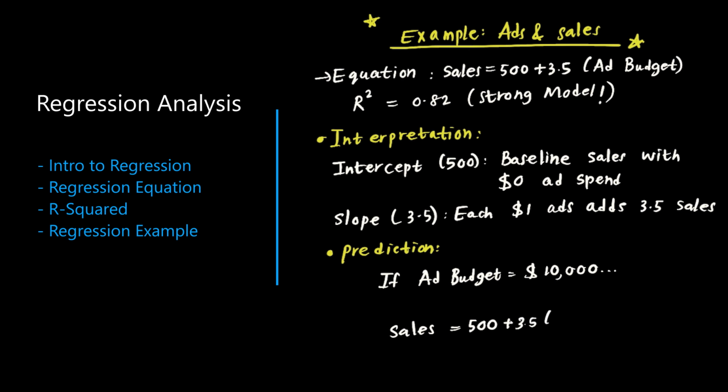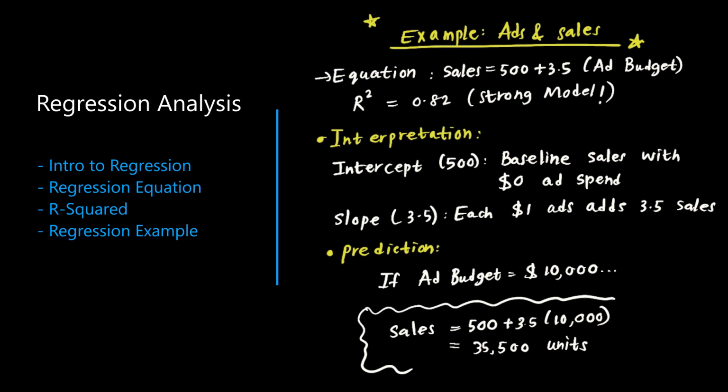Now she can make a prediction. If she is given an ad budget of $10,000 for the next quarter, she can predict her sales. 500 plus 3.5 times 10,000 equals 35,500 units. She can also use this to justify her budget requests.